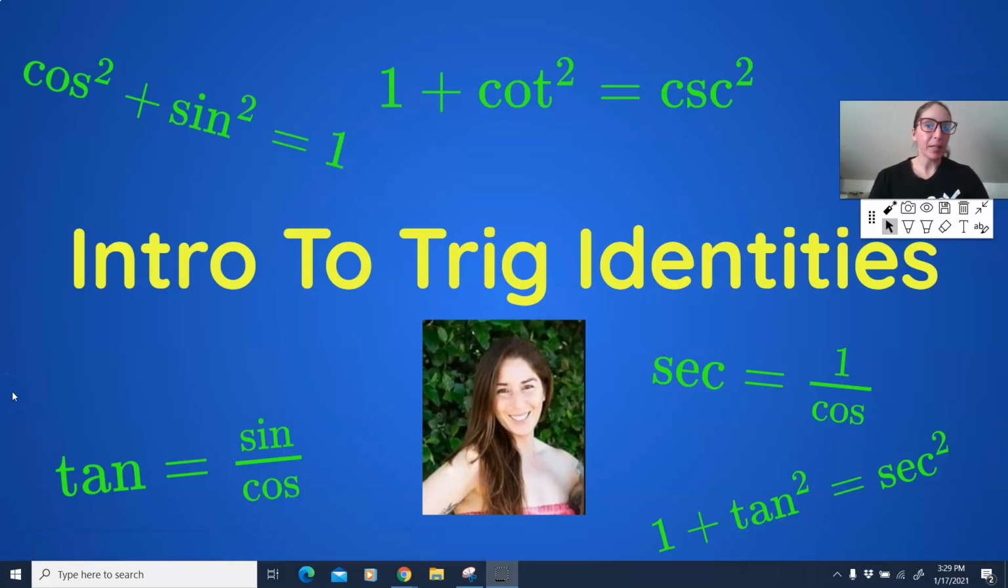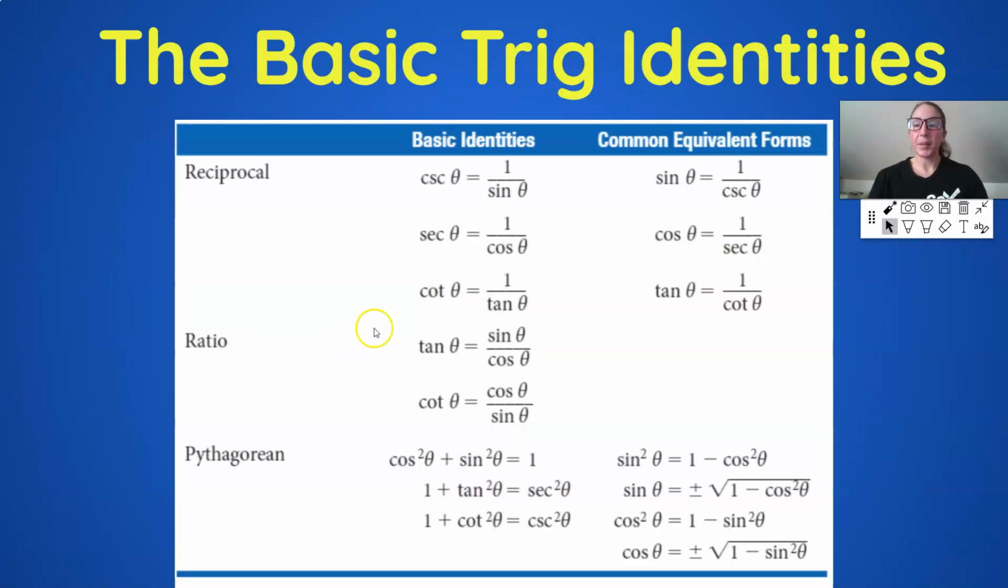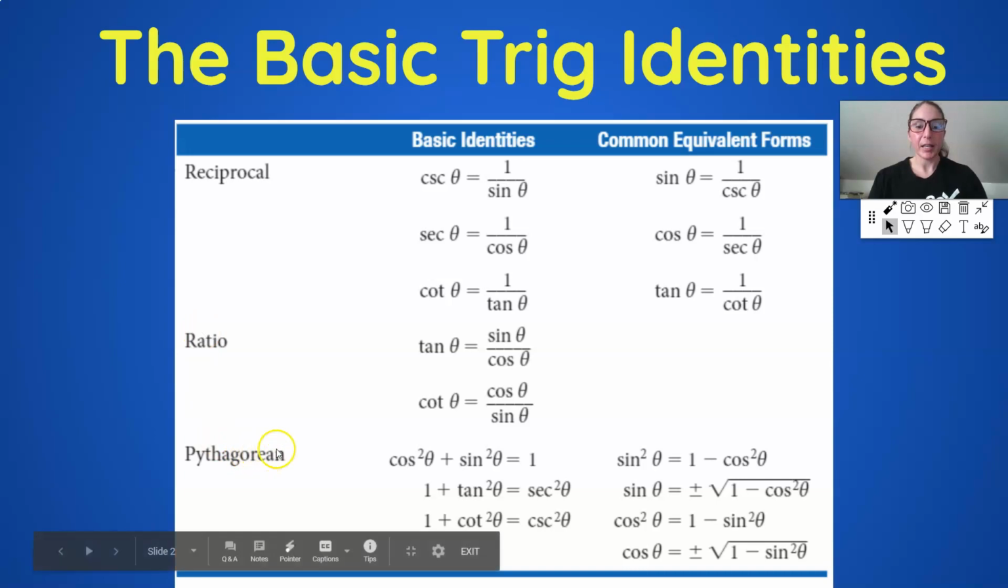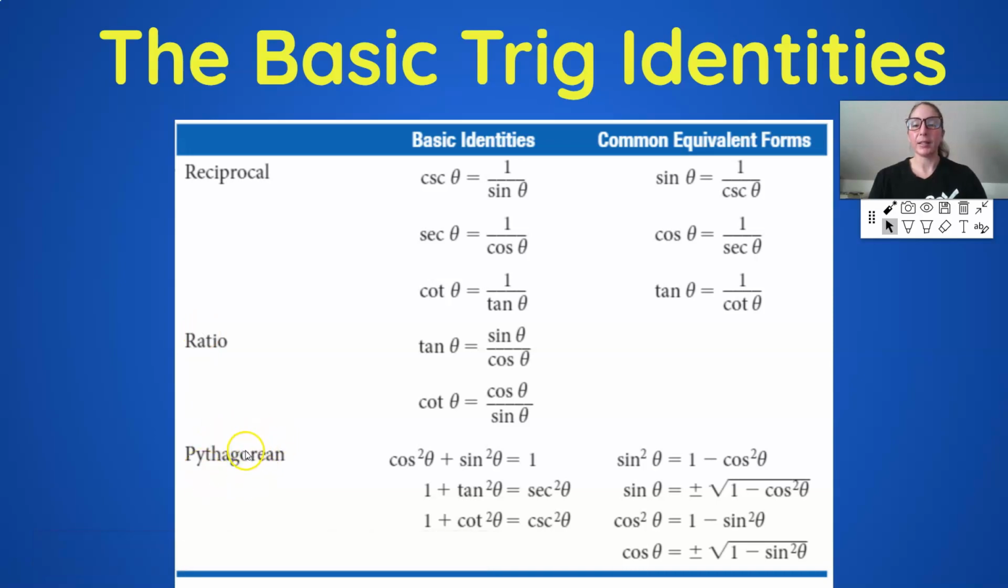Now this is going to be a very basic video on trig identities. So if you need something more advanced, we're going to do another video later. So the basic trig identities that we are going to go over today in this video are the reciprocal identities, the ratio identities, as well as the Pythagorean identities.